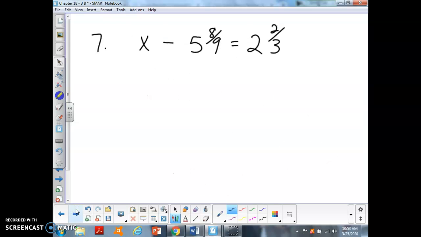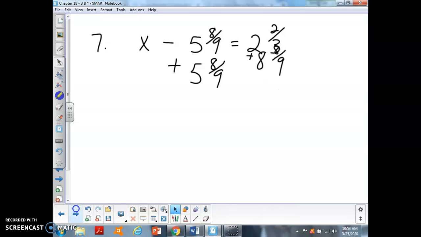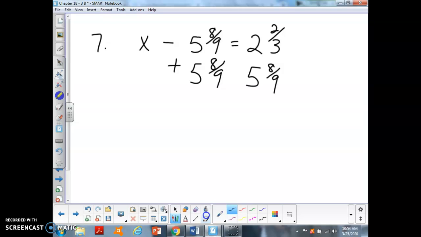And one more. X minus 5 and 8/9. We're going to do the opposite. Add 5 and 8/9. Make sure we add. We add it there. Negative 5 and 8/9 plus 5 and 8/9 wipes out. That leaves our variable of x.